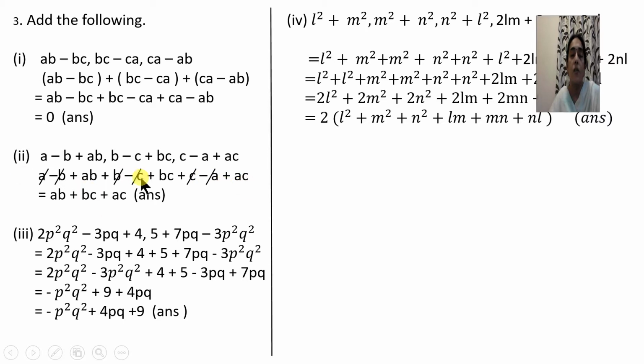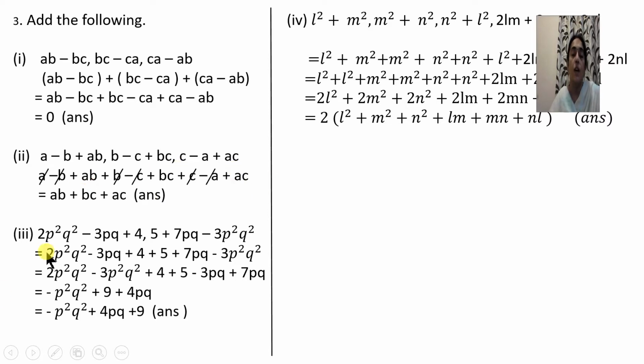As you can see, positive A and negative A get cancelled. Minus B and plus B get cancelled. Minus C and plus C also get cancelled. What is remaining? AB plus BC plus AC.